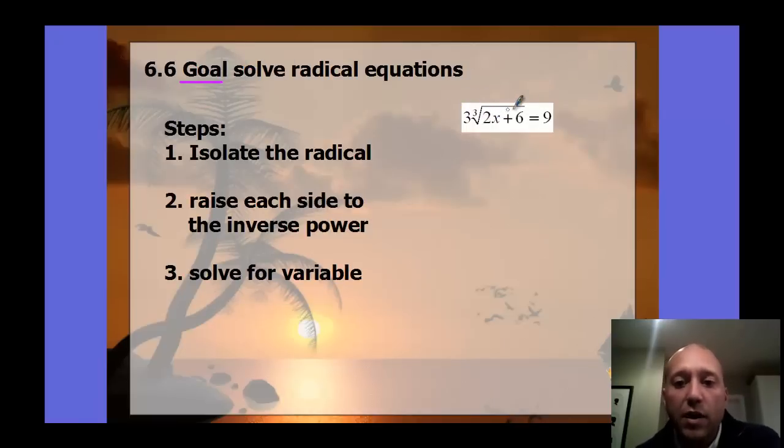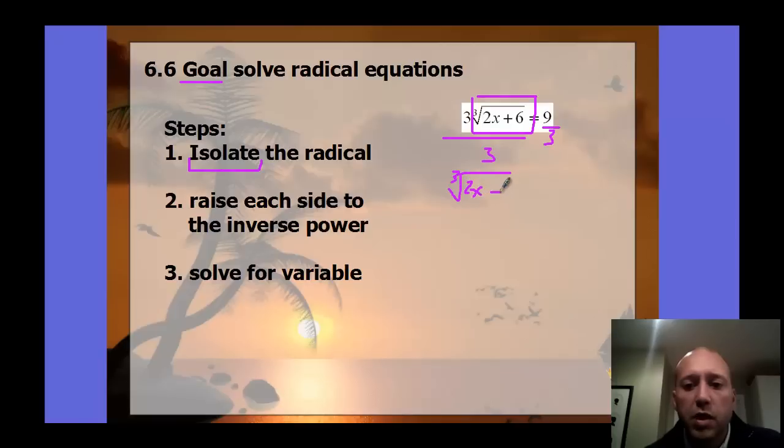So our goal is to solve radical equations. So anytime we have a radical equation, any root, cube root, square root, we want to first isolate the radical. That's the first step. So in this one right here, our radical is the cube root of 2x plus 6. We want to isolate that, so we need to get rid of the 3 coefficient. So we have the cube root of 2x plus 6 equals 3.